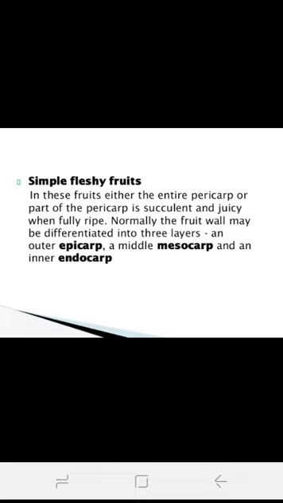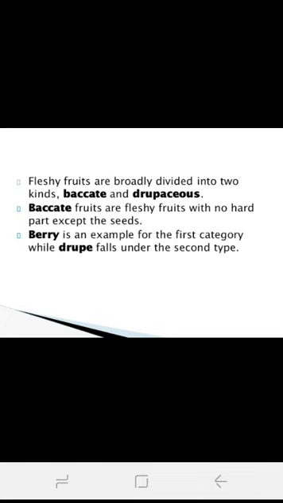First one is fleshy fruits. In the fleshy fruit, the entire pericarp or part of the pericarp is fleshy and juicy when ripened. The fruit wall here differentiates into epicarp, mesocarp and endocarp, meaning the fruit wall is fleshy and succulent. They are broadly classified into two types: berry and drupe.